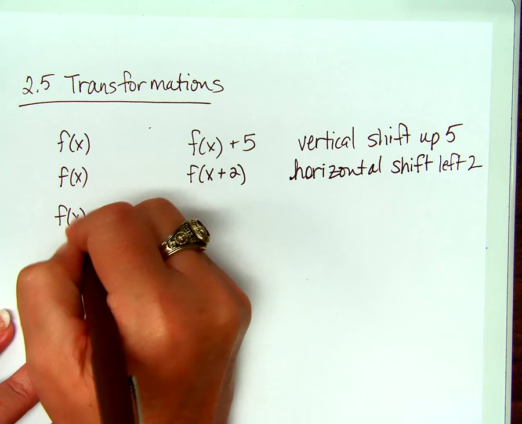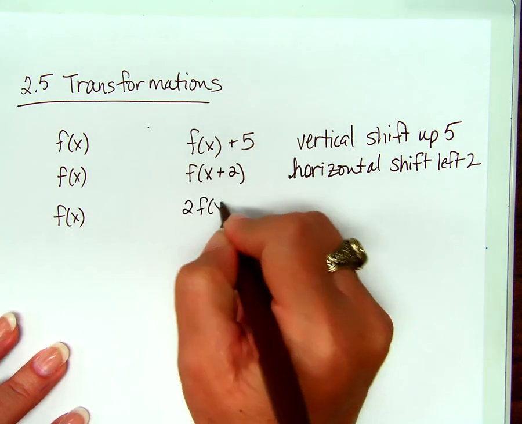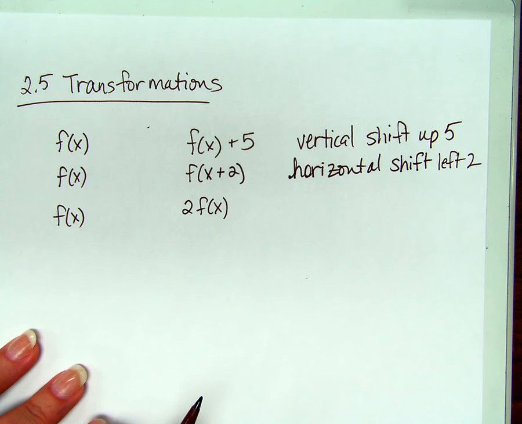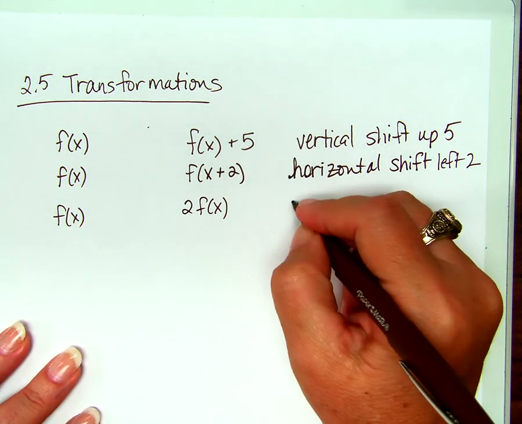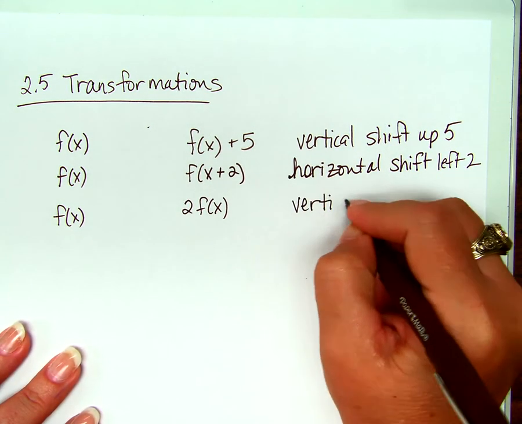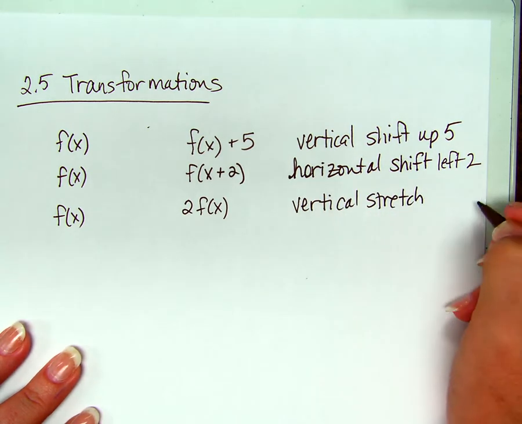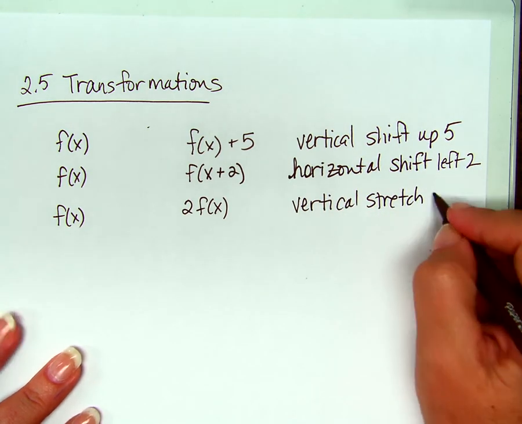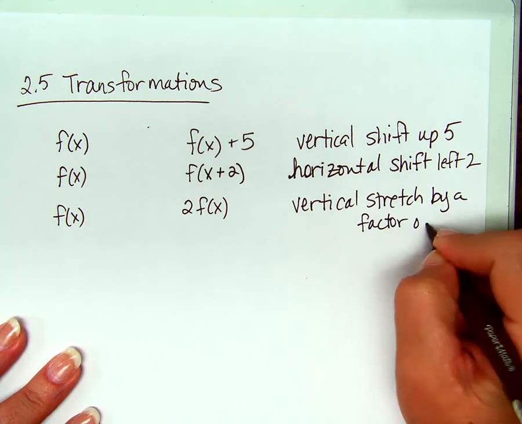If we have f of x and then we have 2 f of x, what's that causing? Vertical stretch, and we usually say by a factor of 2, right? By a factor of 2.